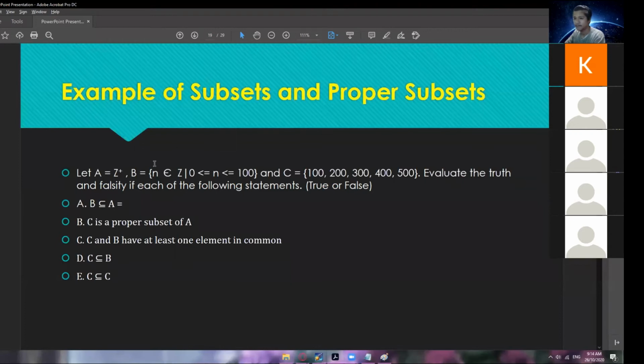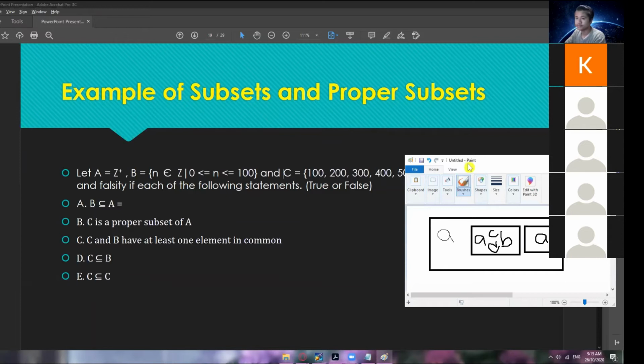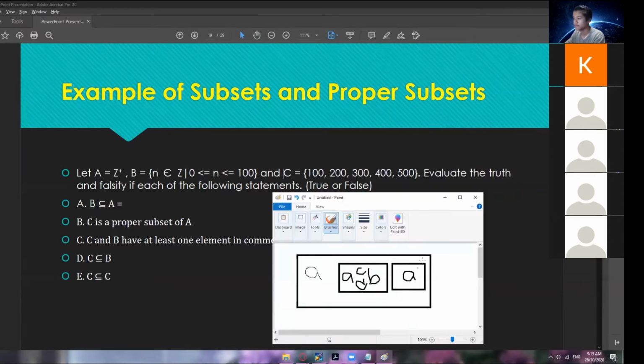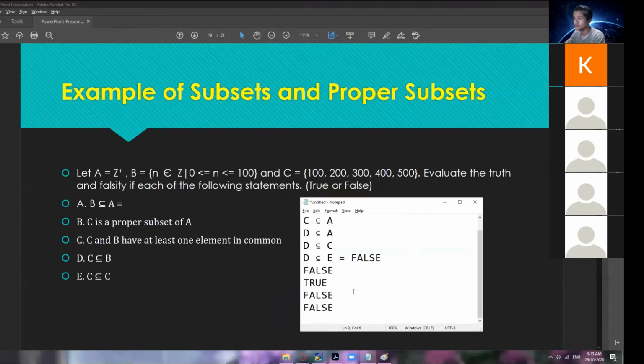So, example of subsets and proper subsets. We have here set A, wherein it has an element of positive integers. And then set B, wherein it has a set of natural numbers, or element n, ranging from 0 to 100. And then C is 100, 200, 300, 400, and 500. So evaluate the truth or falsity of each of the following statements, if they are true or false. Okay, so letter A, B is a subset of A. Is this true or false?